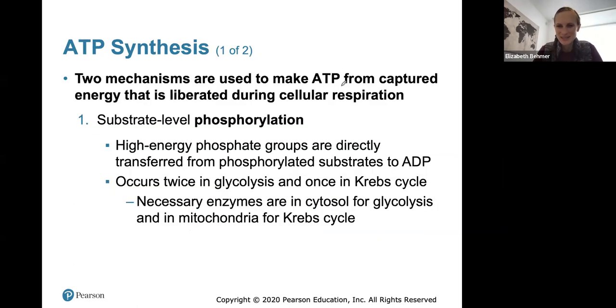So for ATP synthesis, there are two mechanisms used to make ATP from captured energy that is freed or liberated during cellular respiration.